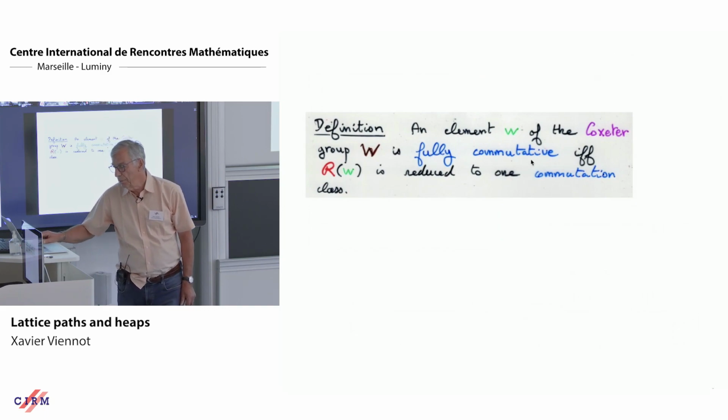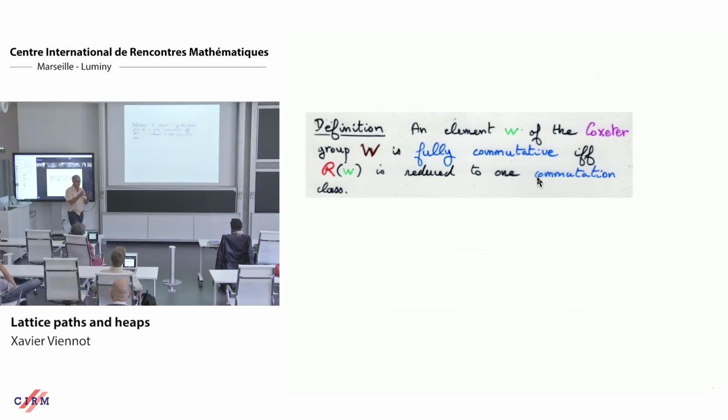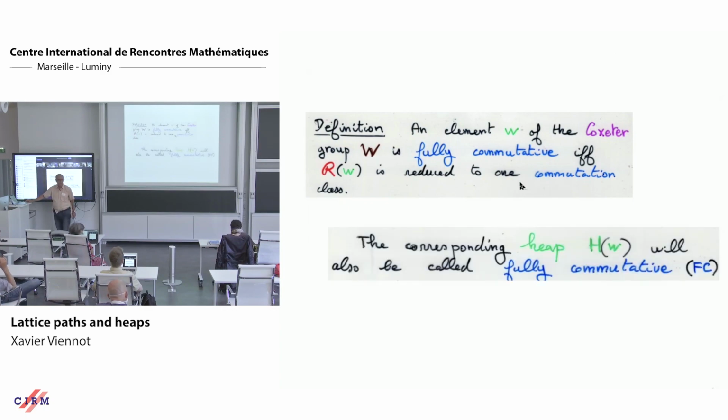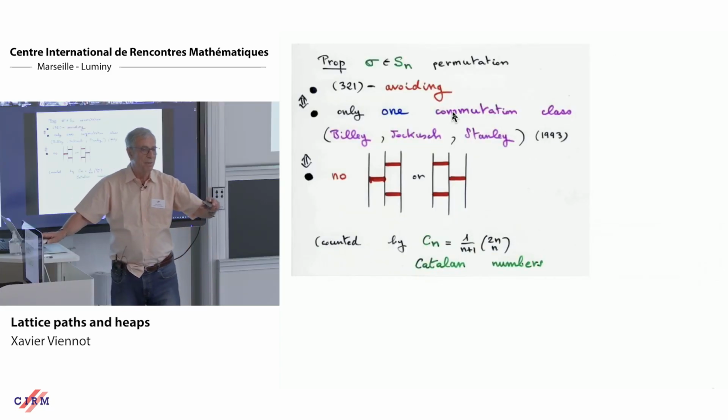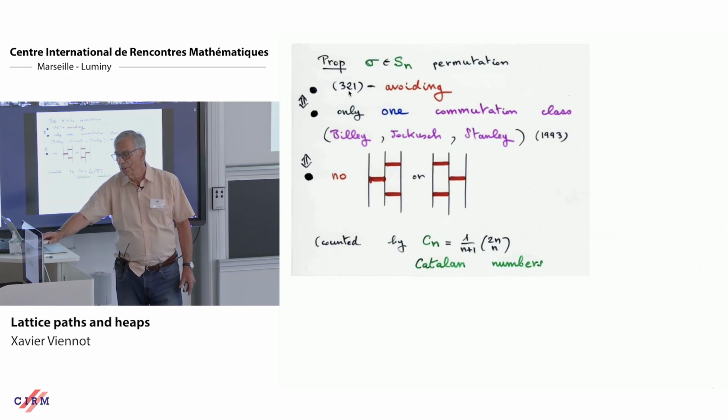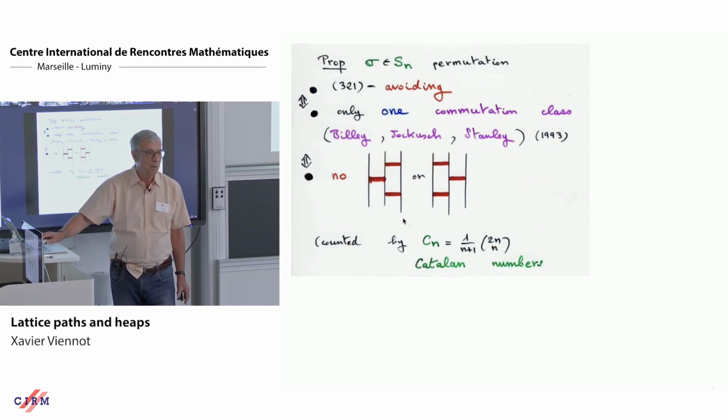And a class is fully commutative if and only if all the reduced decompositions of the word, using the commutation plus the braid relation, make a unique commutation class. In general, the reduced decompositions are a union of different commutation classes, and fully commutative means that there is only one commutation class. And the corresponding heap will be called a fully commutative heap. It's well known that the fully commutative elements in the symmetric group are in bijection with 321-avoiding permutations. This is a Catalan number.